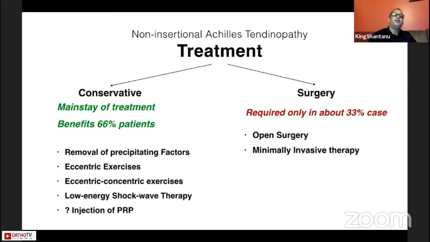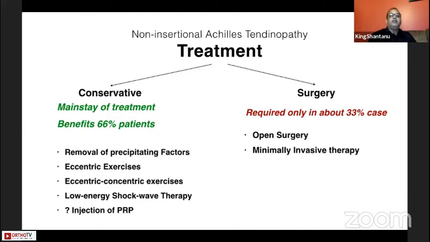Because about two-thirds of the patients will benefit from the conservative treatment itself. The usual NSAIDs are there. Then we have, of course, to remove the precipitating factor, and eccentric exercises. Those eccentric exercises are most useful in which a contracted gastrosoleus is stressed. So that's why this is called eccentric exercise. There, sometimes we can also have eccentric-concentric exercises going on to eccentric exercises. Then there is something called low energy shock wave therapy.